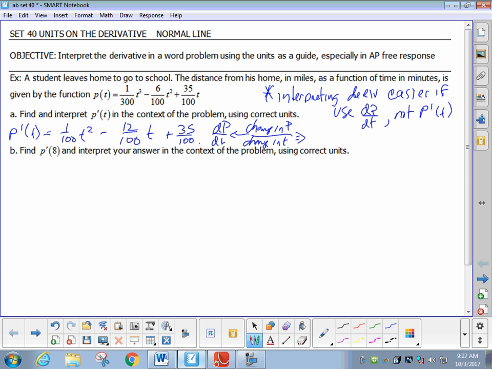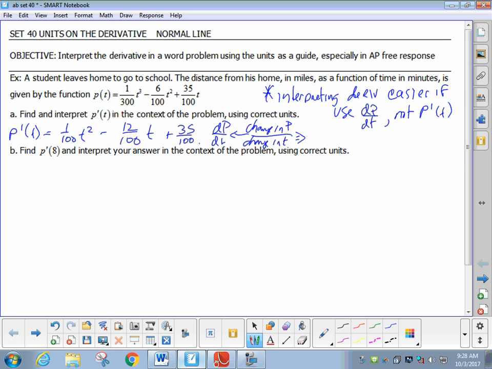Now let's go. What does dp dt indicate? In nice, clean words. This is a good participate lesson. Somebody else? This gives you, P prime represents the, I could think of two different expressions you could do. Speed. Okay, it is speed.